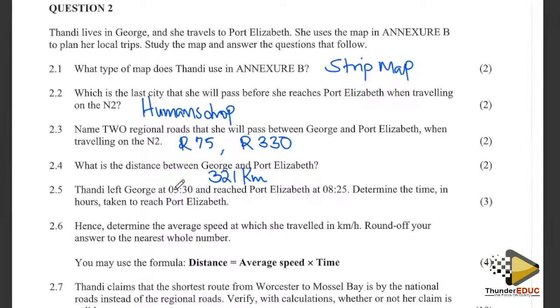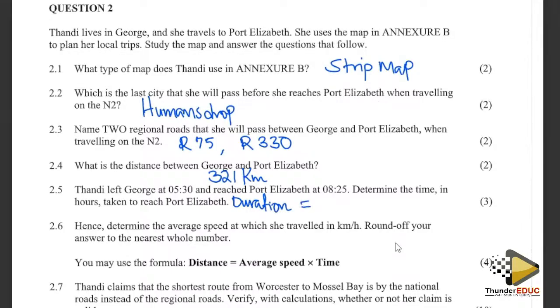Tandy left George at 5:30 and reached PE at 8:25, 5 minutes past 8. Determine the time in hours taken to reach PE. So we shall say it's duration that we are looking at.